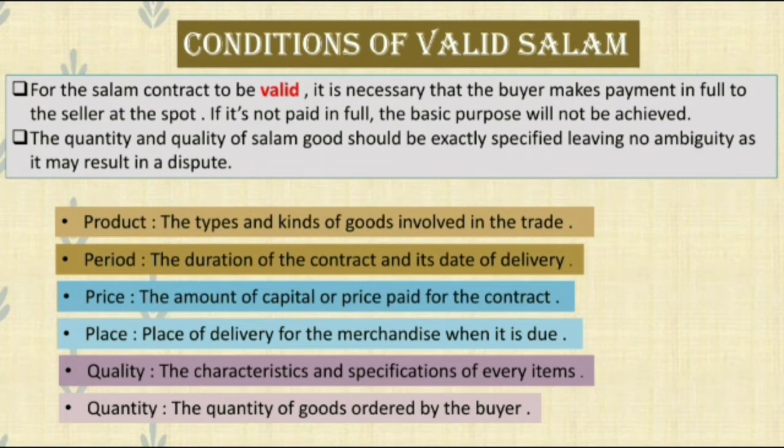The period is the duration of the contract and its date of delivery. The price is the amount of capital or price paid for the contract. The place is place of delivery for the merchandise when it is due. The quality is the characteristic and specification of every items. And the last but not least is quantity, the quantity of good order by the buyer.